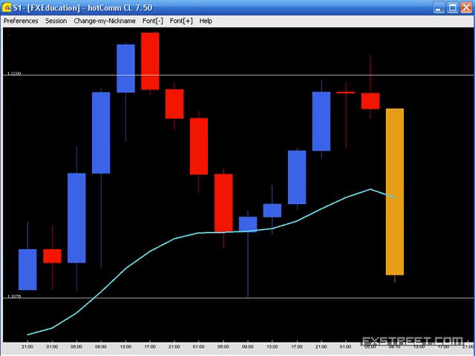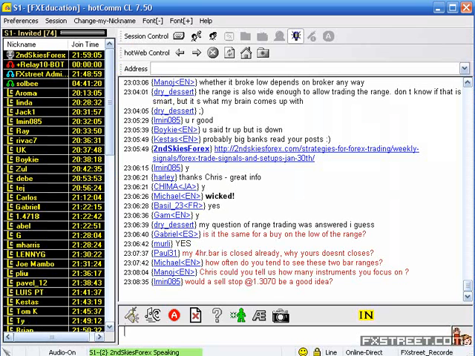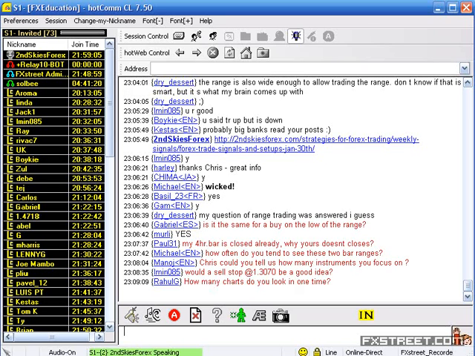Dry Desert says the range is also wide enough to allow trading range. Exactly. I don't know if that is smart, but it's what your brain comes up with. Yeah, trading a range, the R to R's have to make sense. Anytime you take a trade, the R to R's have to make sense. This does make it wide enough for us to take advantage of that. So hopefully I answer your question.